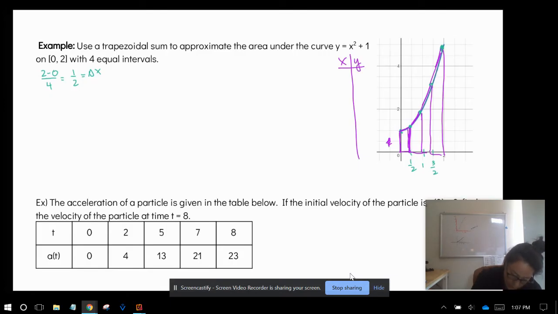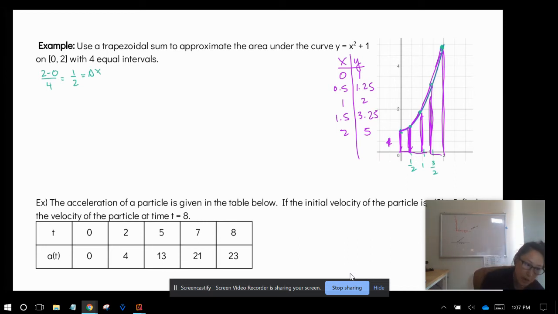And to organize myself, I always write a table. So I need my heights at 0, 0.5, 1, 1.5, and 2. This time, because we're using trapezoids, we need all 5 heights in my 4 subintervals. So f of 0 is 1, and then we have 1.25, 2, 3.25, and 5. I just did those in the calculator.